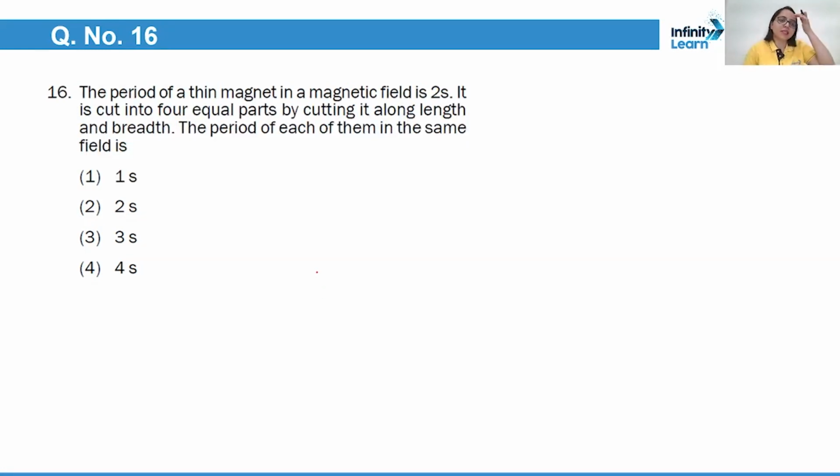Next is question number 16. The period of a thin magnet in a magnetic field is 2 seconds.